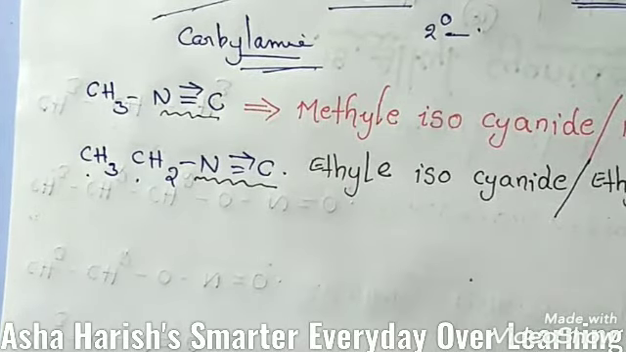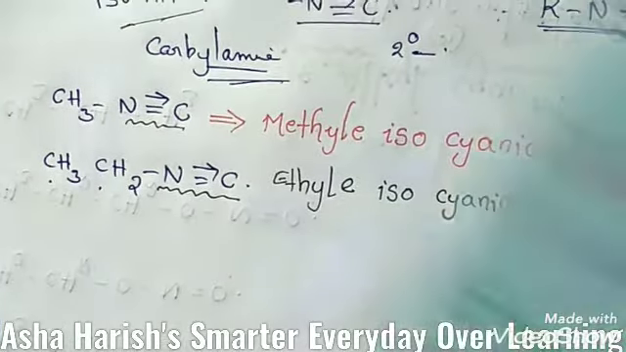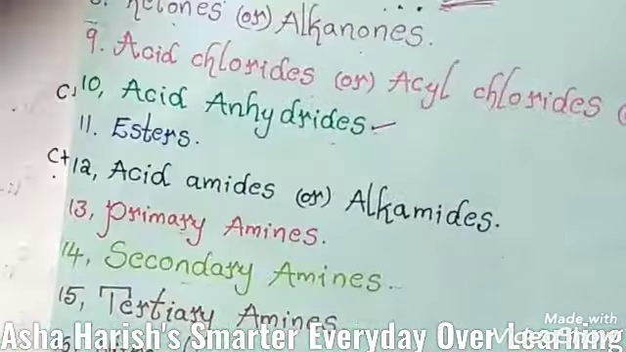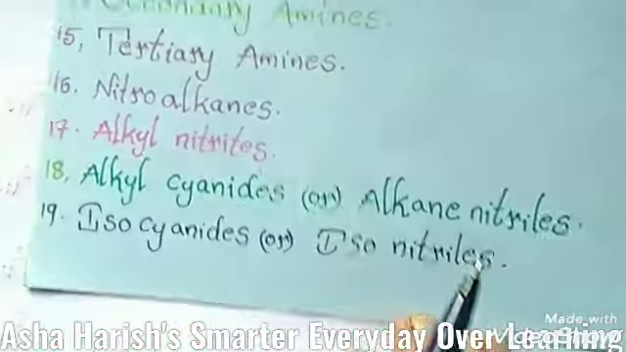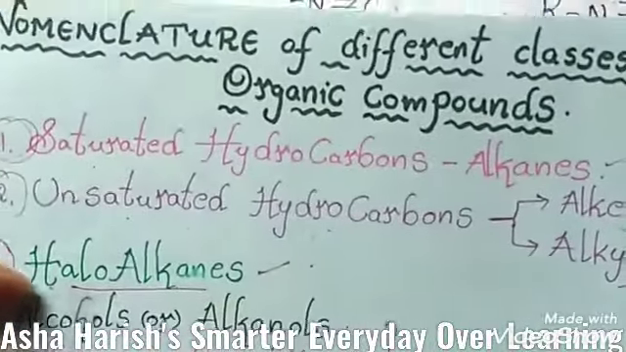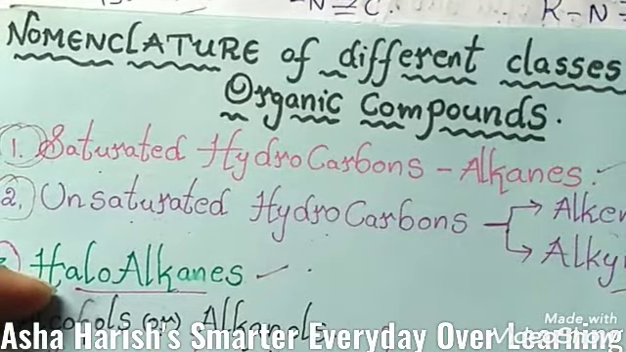Okay students, let's recall what we have learned in this class. From esters, the 11th one, to the 19th one, isocyanides, up to here. This concept is completed from the subtopic nomenclature of different classes of organic compounds.